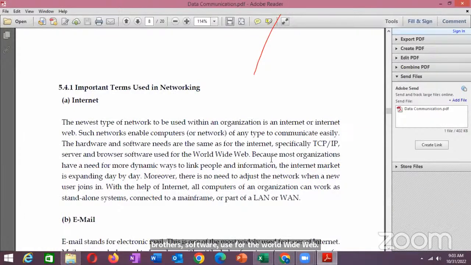Because most organizations have a need for more dynamic ways to link people and information, the internet market is expanding day by day.